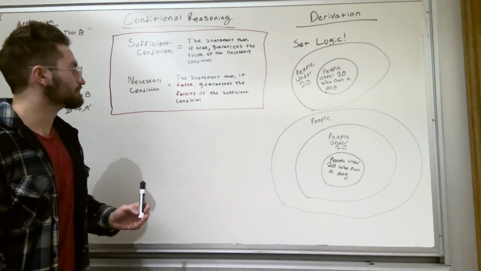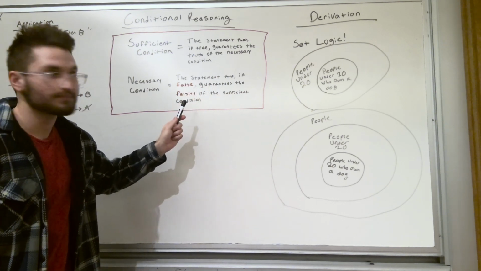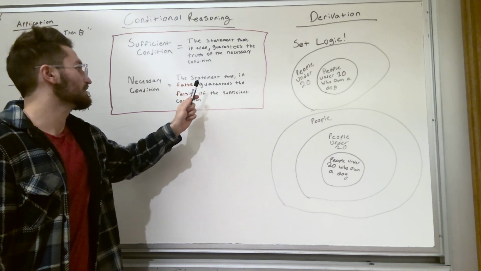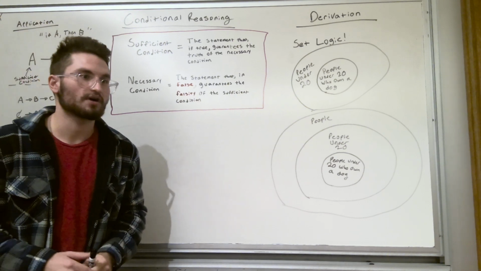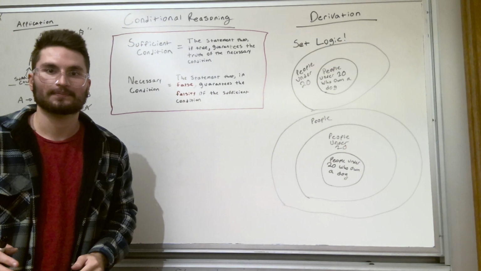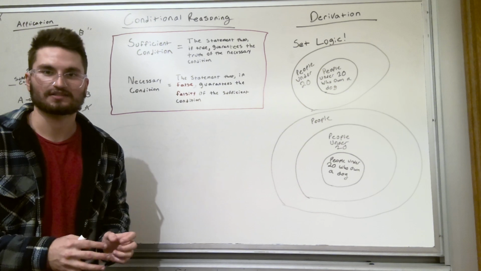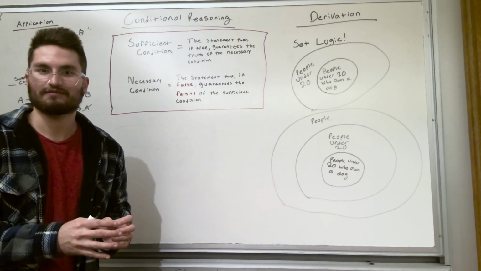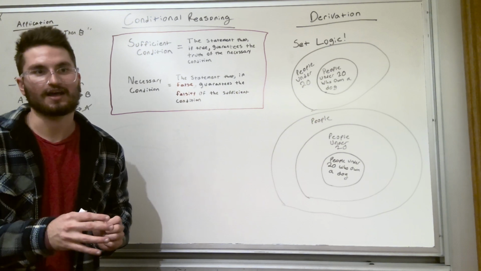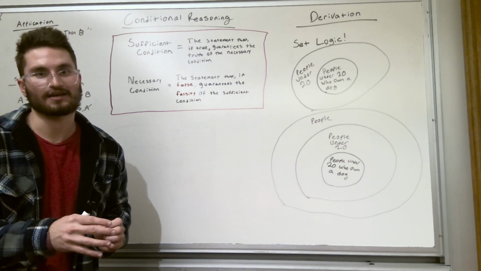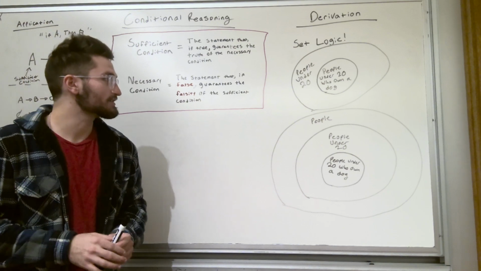On the flip side, the necessary condition is a statement that if it's false, it guarantees that the sufficient condition is also false. So again, back to our example of if X, then Y. If we know that Y is false, we also know that X is false. Because we know that if we have X, Y is guaranteed. So if there's no Y, we can't have X, simply because if we had X, then the Y would be guaranteed, and it's not there. So that's what it is.